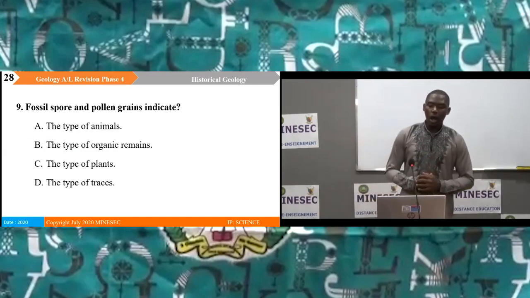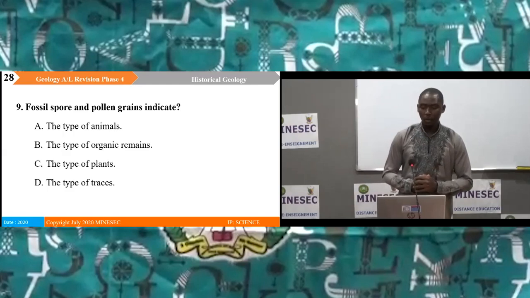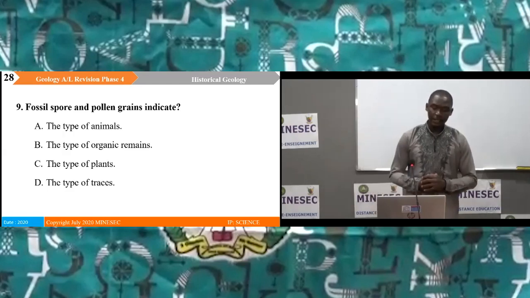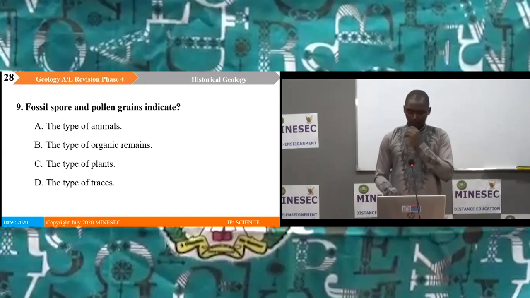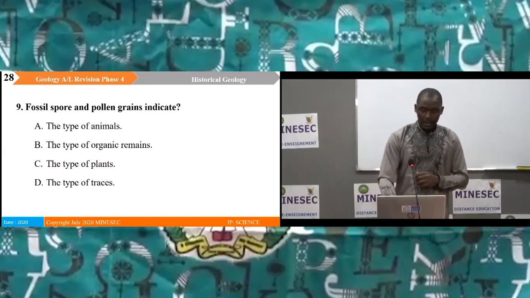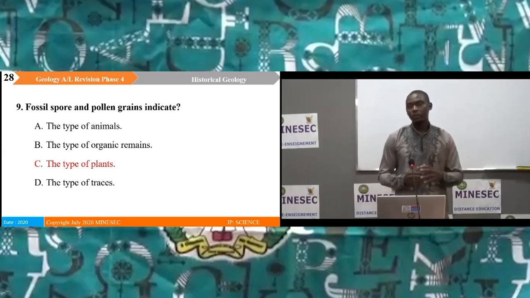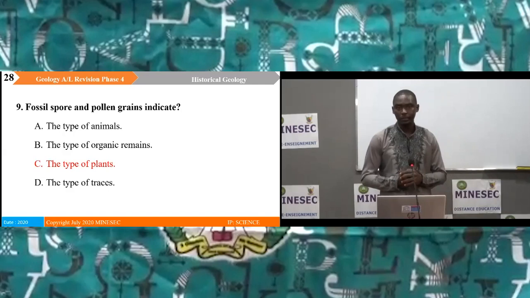Fossil spore and pollen grains indicate A, the type of animals, B, the type of organic remains, C, the type of plants, and D, the type of traces. The correct answer here is C, the type of plants. Ancient forests can be retraced from the study of pollens.